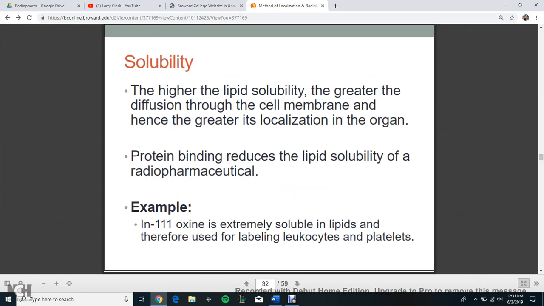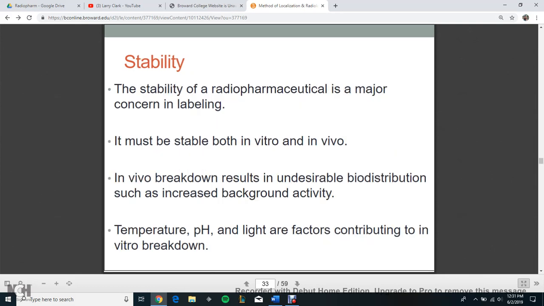Solubility. The higher the lipid solubility, the greater the diffusion through the cell membrane, and hence the greater its localization in the organ. Protein binding reduces the lipid solubility of a radiopharmaceutical. An example is indium-111 oxide, which is extremely soluble in lipids and therefore used for labeling leukocytes and platelets.